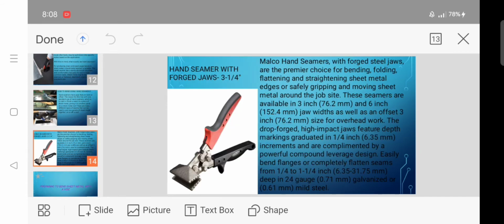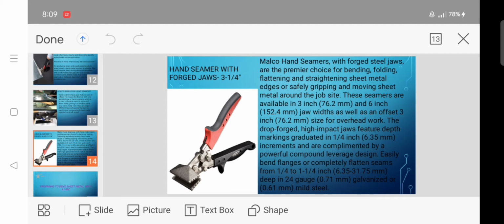Malco hand seamers with forged steel jaws are the premier choice for bending, folding, flattening, and straightening sheet metal edges, or safely gripping and moving sheet metal around the job site. These seamers are available in 3-inch or 76.2 millimeters and 6-inch or 152.4 millimeter jaw widths, as well as an offset 3-inch or 76.2 millimeter size for overhead work.